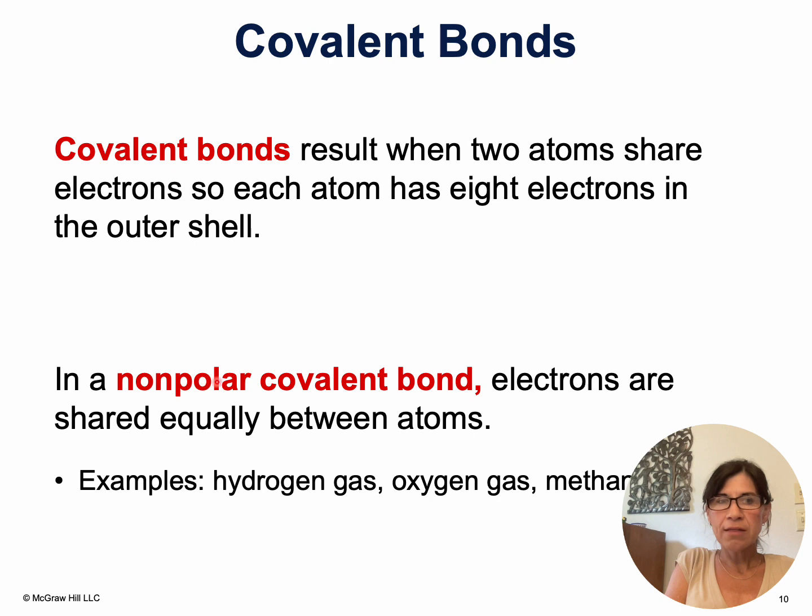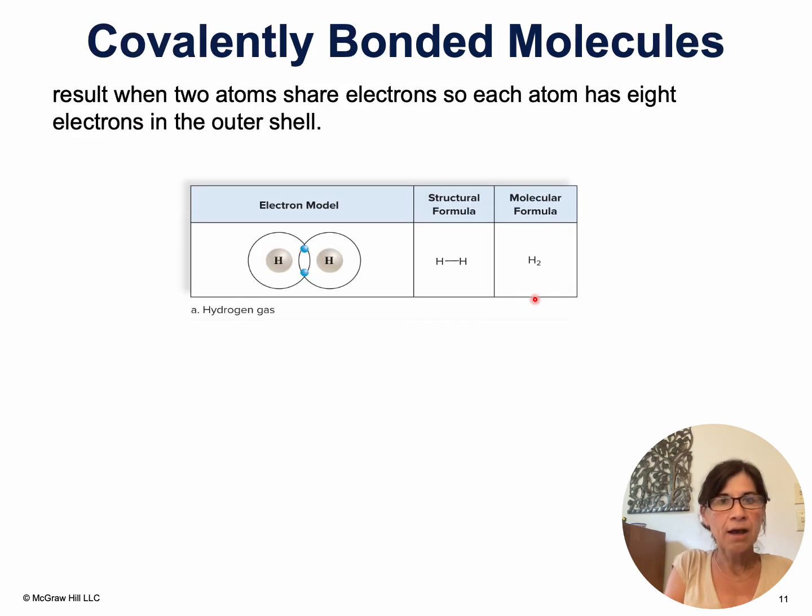We can break covalent bonds into polar and nonpolar covalent bonds. In a nonpolar covalent bond, the electrons are shared equally. There are some examples of that, like hydrogen gas, oxygen gas, and methane. We're going to show you some pictures now. I'm showing you how 2 atoms of hydrogen would covalently bond to form a molecule, hydrogen gas.